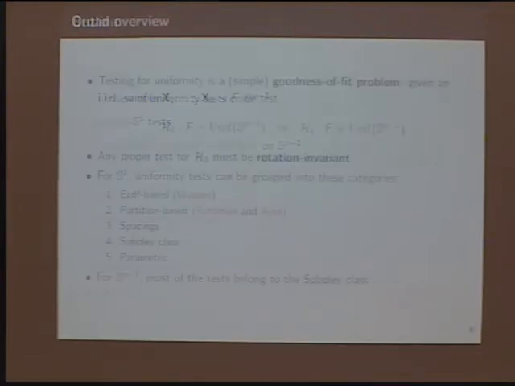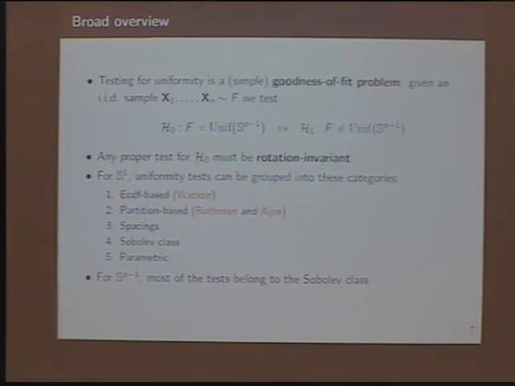So let me give a brief overview of uniformity tests. So, well, this is really simple goodness of fit setting problem. I mean, the distribution is completely specified. Well, there is nothing to estimate. The only perhaps tricky part is that you have to respect the rotation invariance of the null hypothesis. So any test of statistics should be rotation invariant.